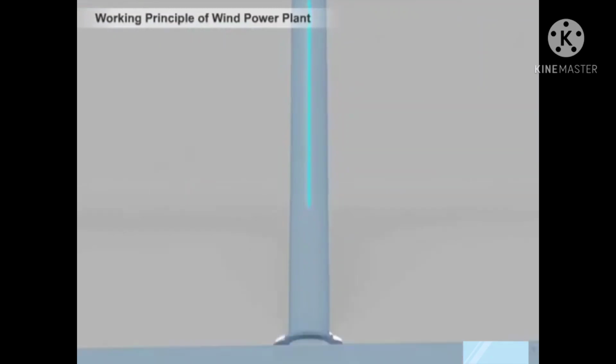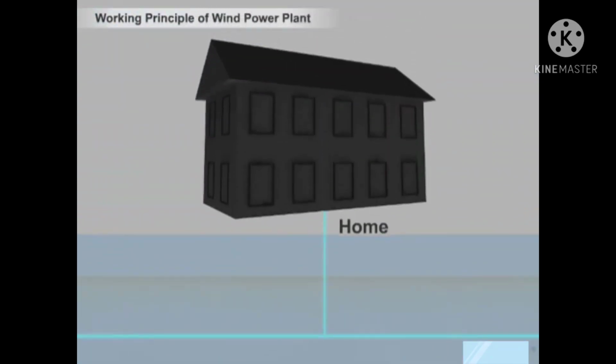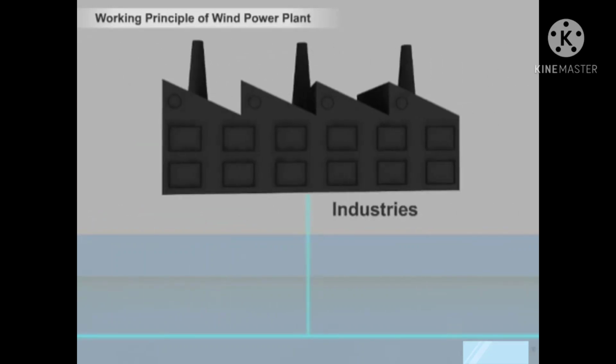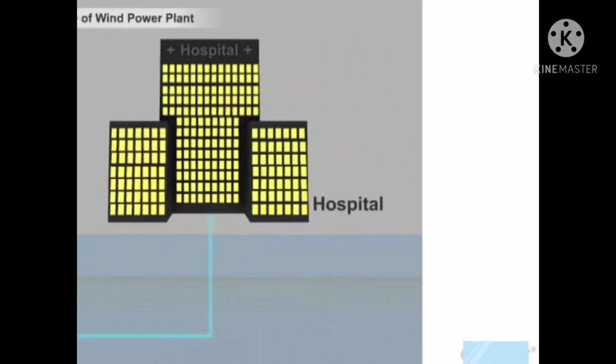This electricity can then be transferred by using transmission or distribution lines to homes, industries, schools, hospitals, etc. Let us study the parts of the wind turbine.